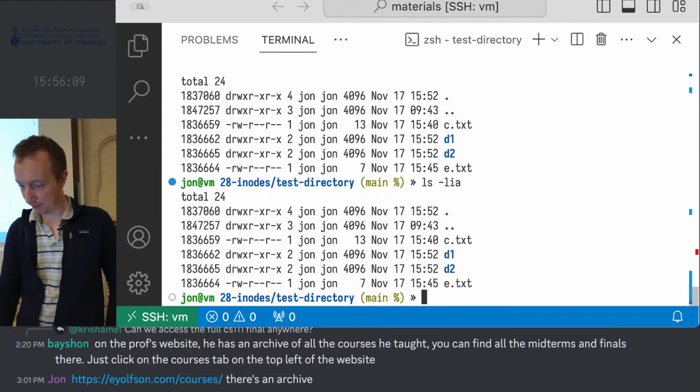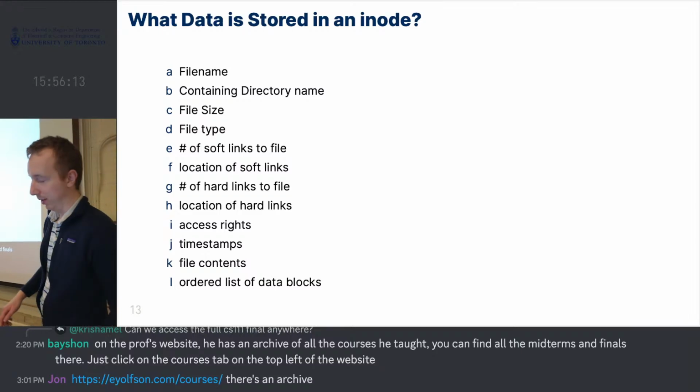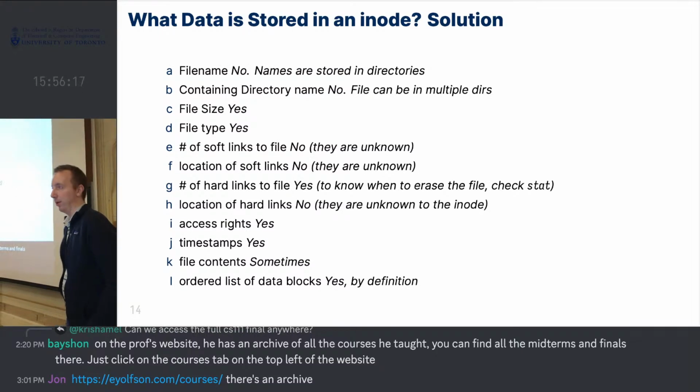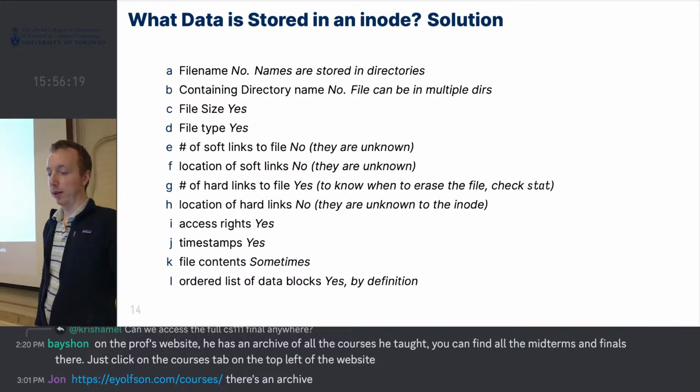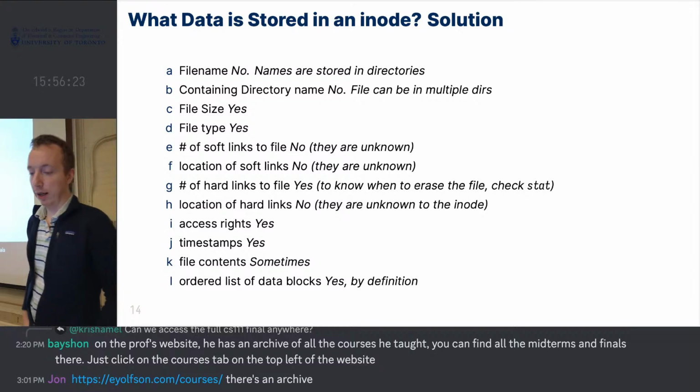All right. So we can go through this real quick. What's stored on an inode? Well, let's go through the answers. The file name's not stored on an inode. The names only exist within the directories.